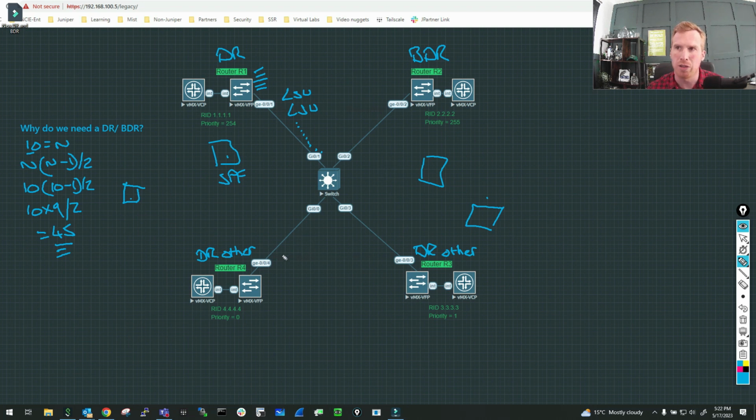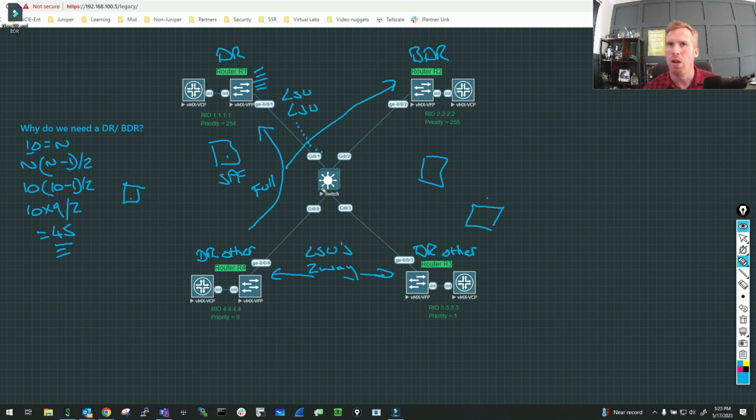Now the DROthers will build a full adjacency to both that designated router and to that backup designated router. But from DROther to DROther, they do not build that full adjacency. They only get maximum up to that 2-way adjacency. And that's important because they are not then sending those link state updates to other DROthers in there. It all goes via that designated router, and if that goes down, that backup designated router.